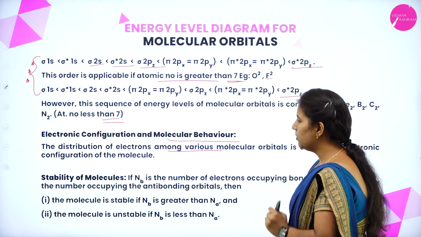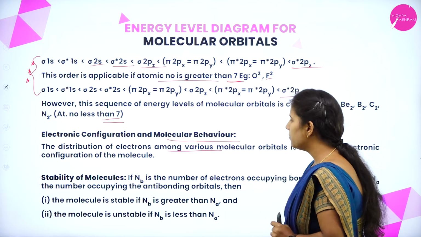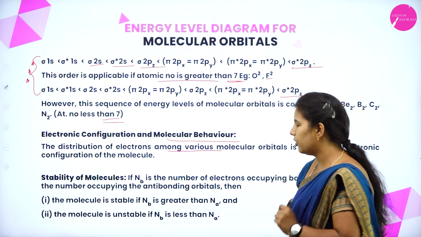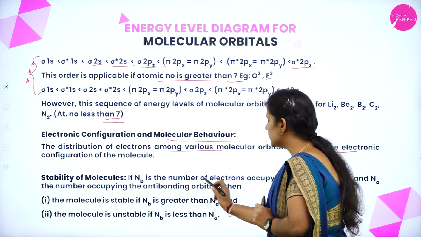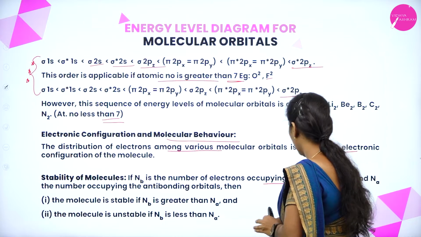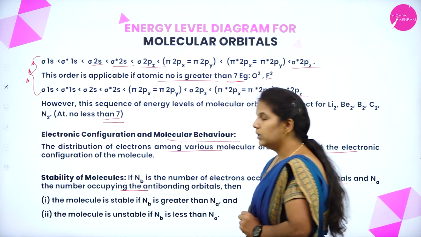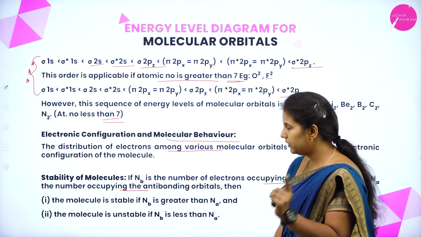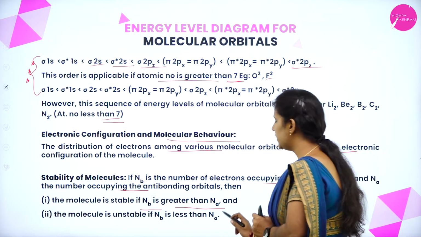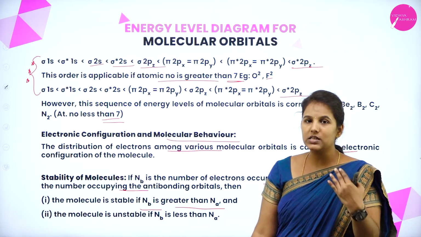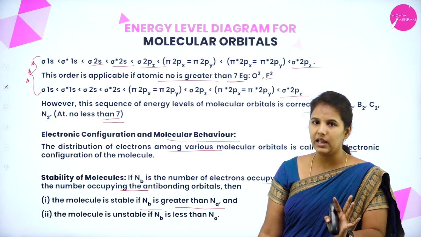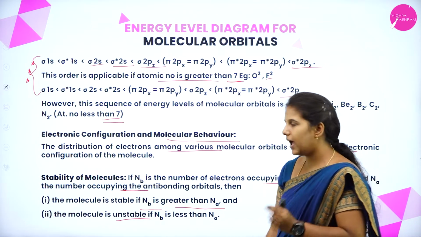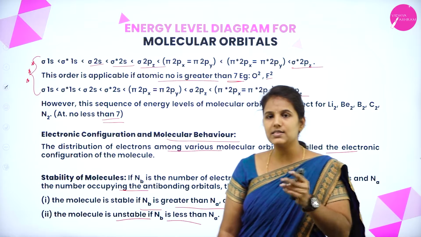Then the stability of the molecule is also decided by Nb, the number of electrons present in bonding molecular orbitals, and Na, the number of electrons in anti-bonding molecular orbitals. If the molecule is stable, we say that Nb is greater than Na. If the molecule is not stable, or unstable, we say that Nb is less than Na.